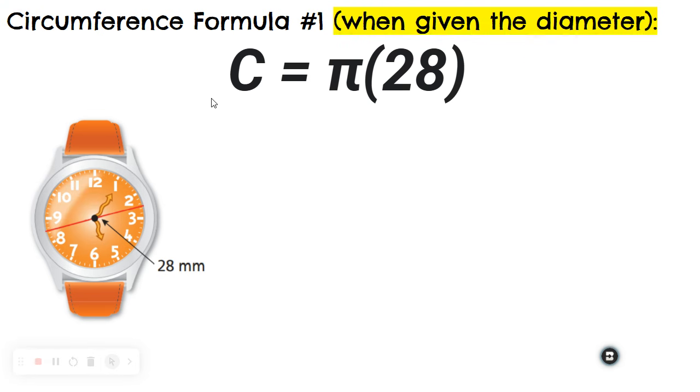Now, on my calculator, if you don't have a calculator, go ahead and grab one. I tried to put them out before I left, but you know how it goes. Sometimes they get put away or moved around. So make sure you have a calculator. You are allowed to use a calculator for this unit.